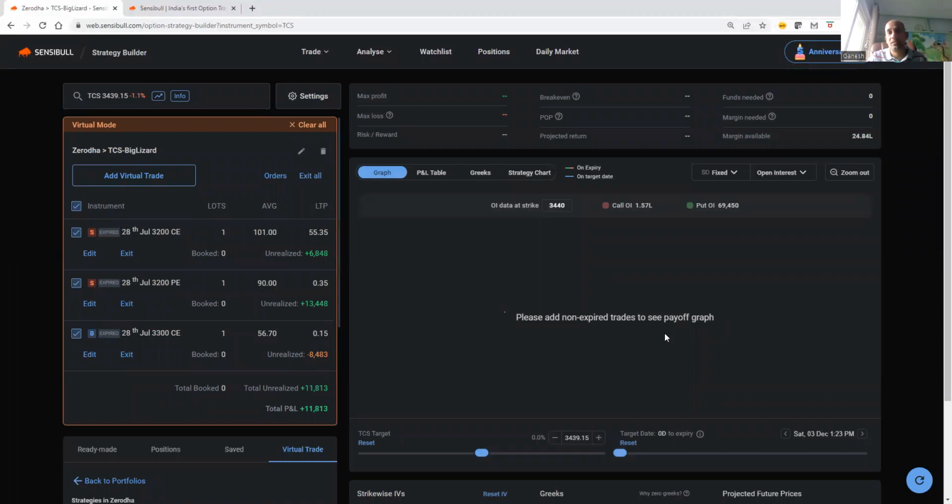See, this is what I say: please add non-expired trades to CPF. Generally, expired means expired, so we cannot analyze. That is what they meant, I think. But it doesn't show us that way, because they don't have backtesting facilities, that's why.